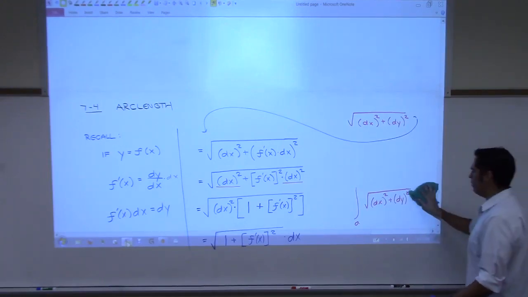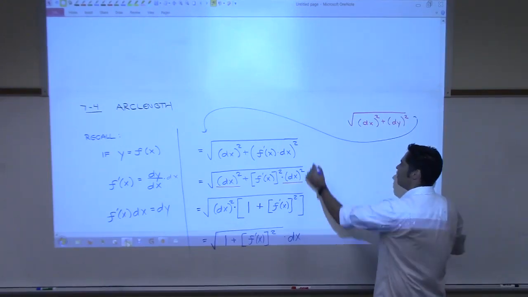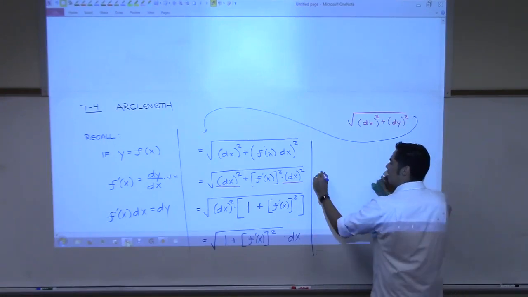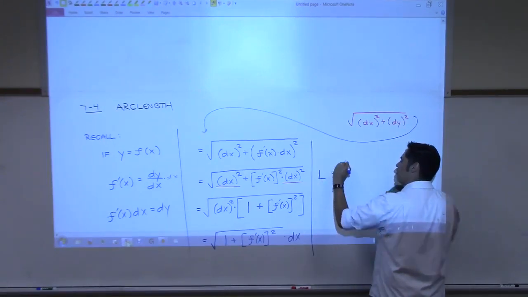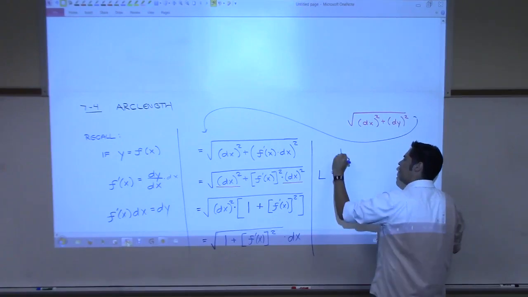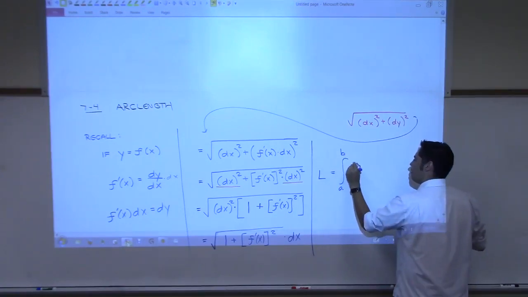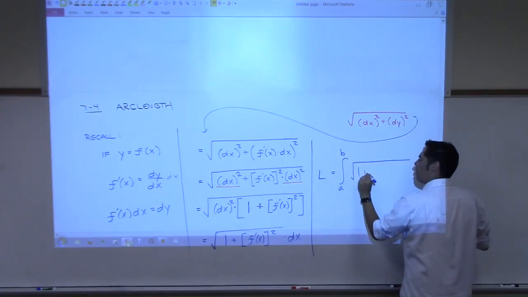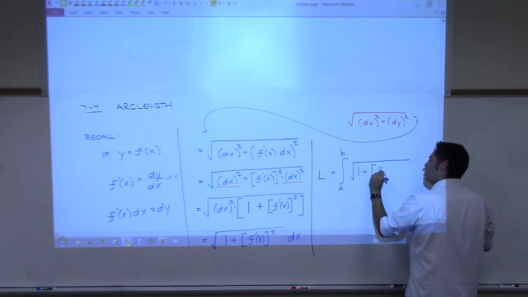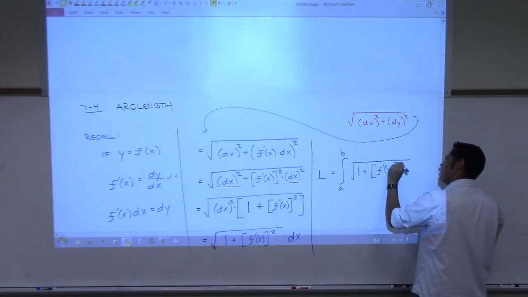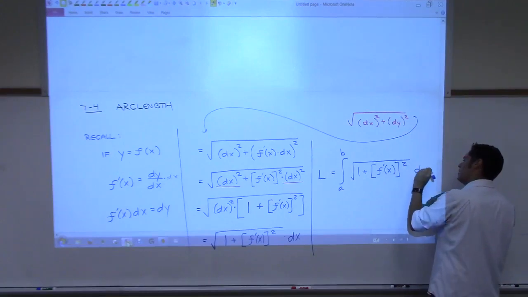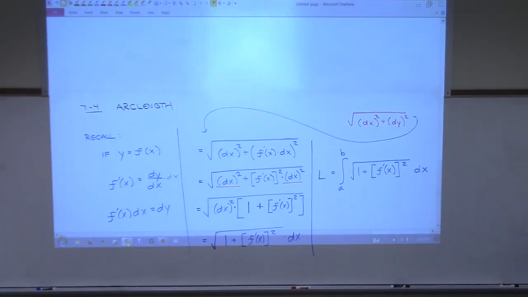So the length, if you like formulas, we have a nice formula for arc length. The length of a curve will be equal to the integral from a to b of the square root of 1 plus the derivative of the function itself, that quantity squared, dx. There's your arc length formula.